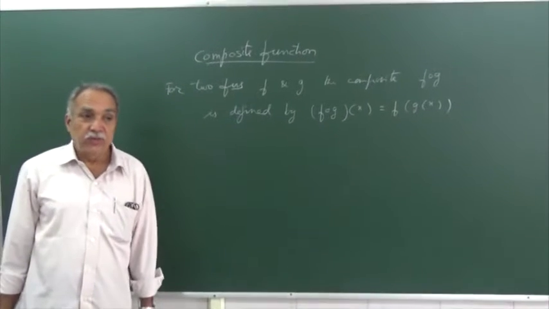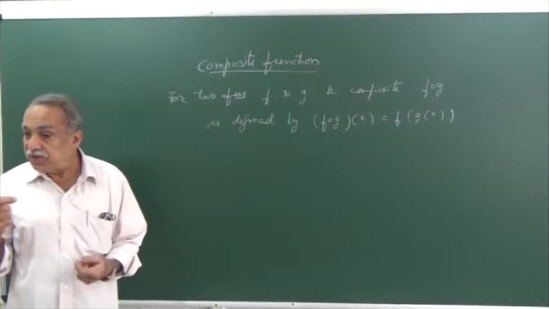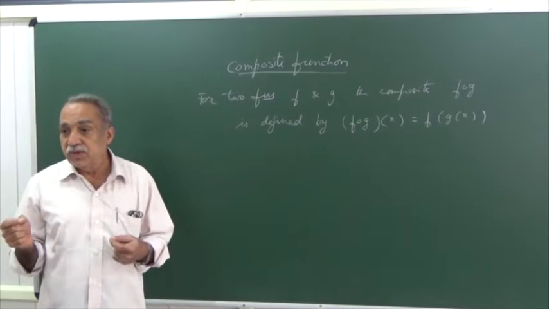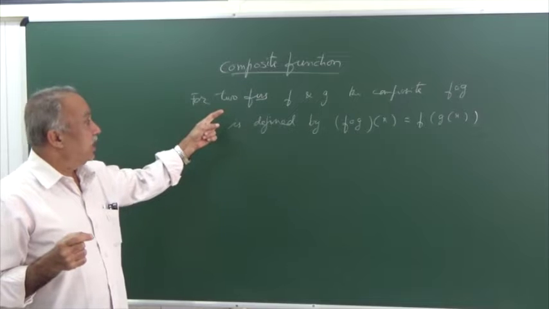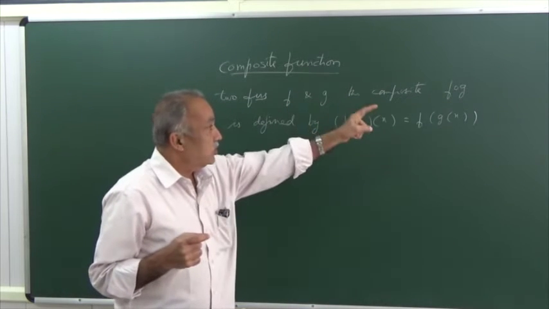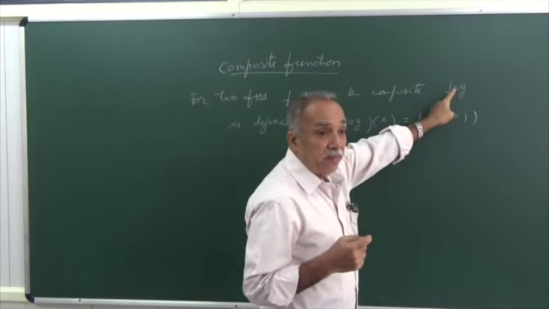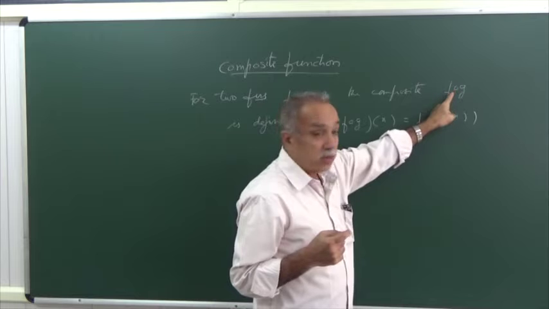Suppose f and g are two functions. Actually, to define the composite, some restrictions are to be satisfied by the domain and range of f and g. But at the outset, we may roughly give the definition. For two functions, the composite's notation is f small circle g, f composite g. Do not omit this small circle.